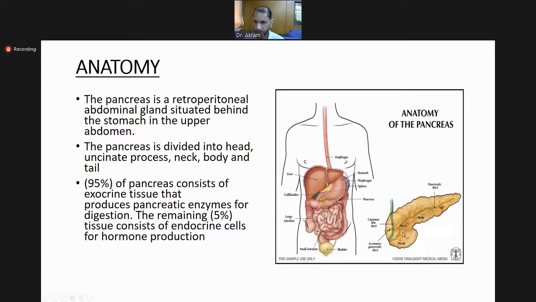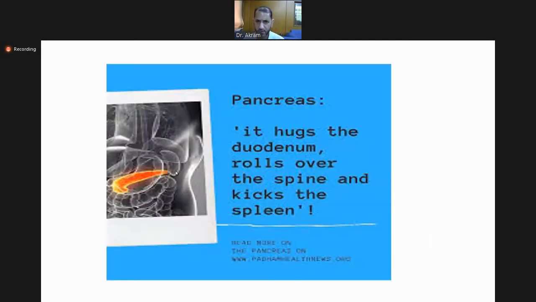The pancreas has different portions. It has a head, neck, body, and the tail. This is just a view diagram, which shows this is the head, which is incorporated into the C-shaped duodenum, and the tail end, which touches the hilum of the spleen.